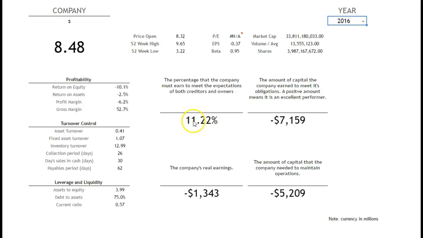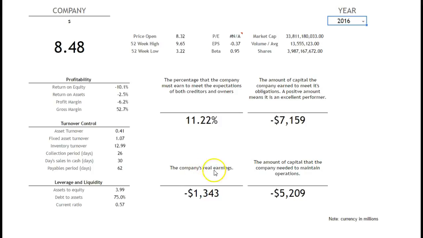In 2016, Sprint had to have at least made 11.2%. The second item is the amount of capital that the company must earn in order to meet its obligations. A positive number shows that it is an excellent performer. In 2016, the Sprint company had a -7.